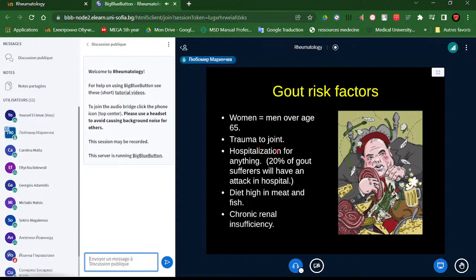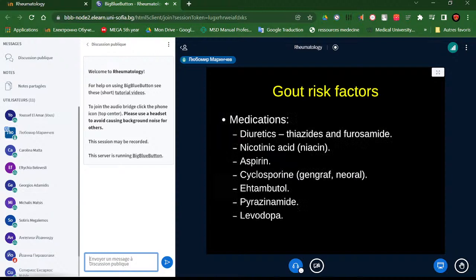Trauma of the joint is also a risk factor. Hospitalization for anything comprises 20% of gouty sufferers who will have an attack in hospital, even patients who are admitted to the hospital for surgical procedures. Diet high in meat and fish, chronic renal insufficiency, all these risk factors are very important to cause gouty crisis.